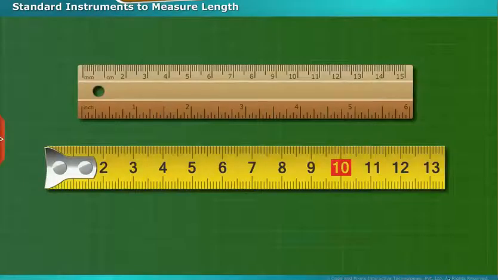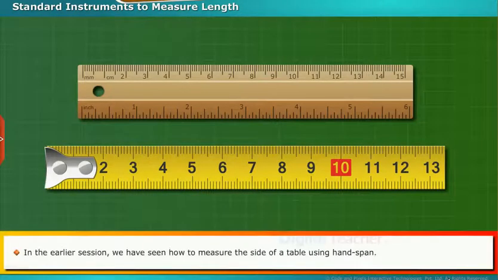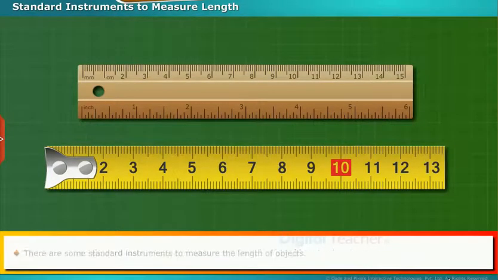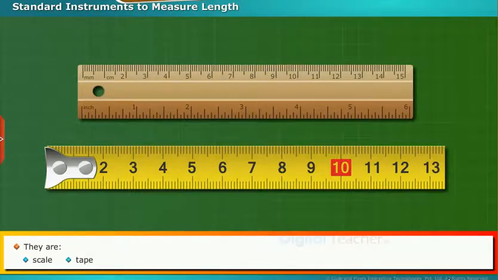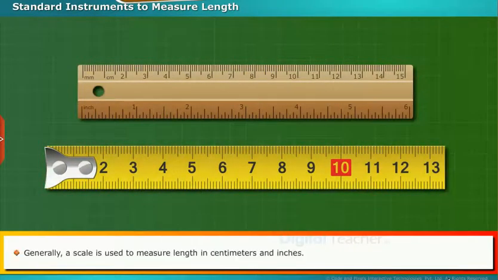Now, let us discuss the various instruments that are used to measure length. In the earlier session, we have seen how to measure the side of a table using hand span. There are some standard instruments to measure the length of objects. They are scale, tape. Generally, a scale is used to measure length in centimeters and inches.